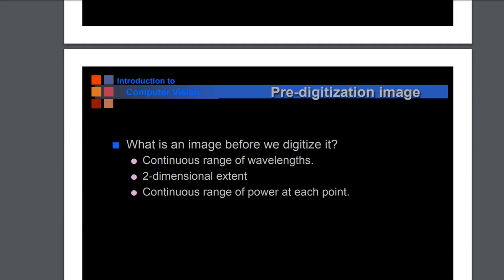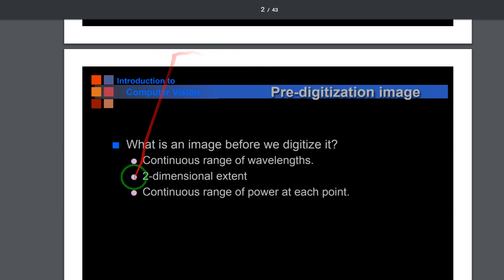So coming to define a pre-digitization image. If you have a pre-digitization image, how can it look? So the question is, what is an image before we digitize it?